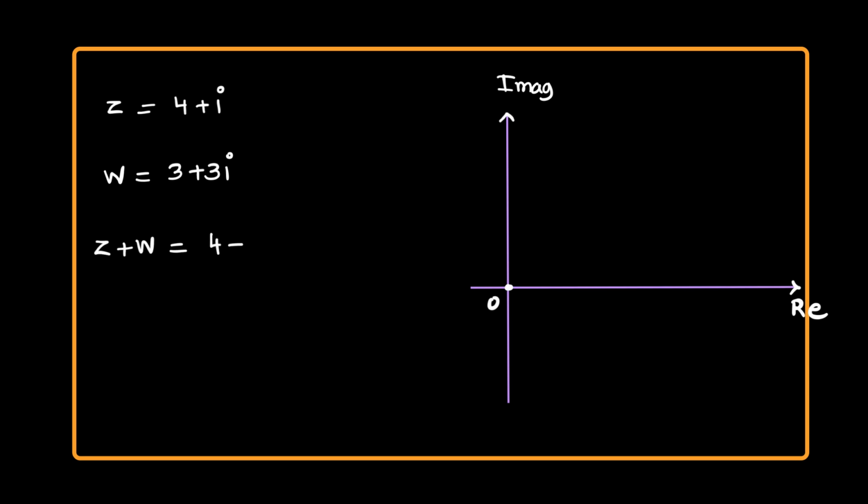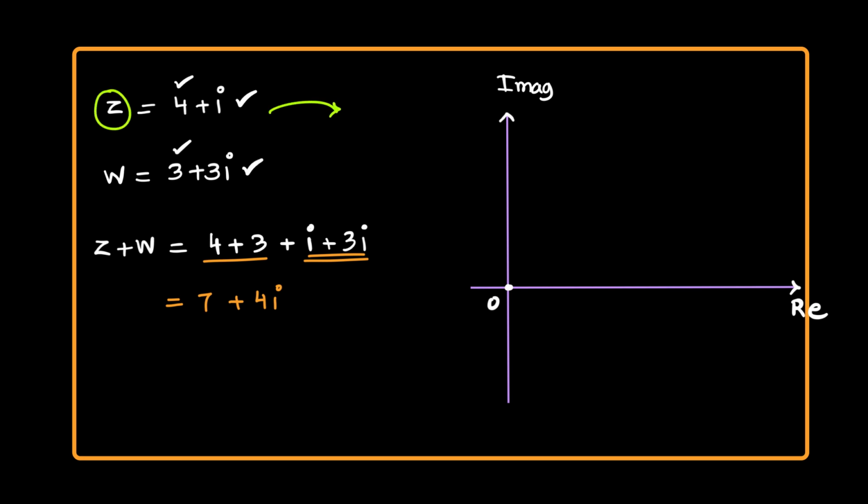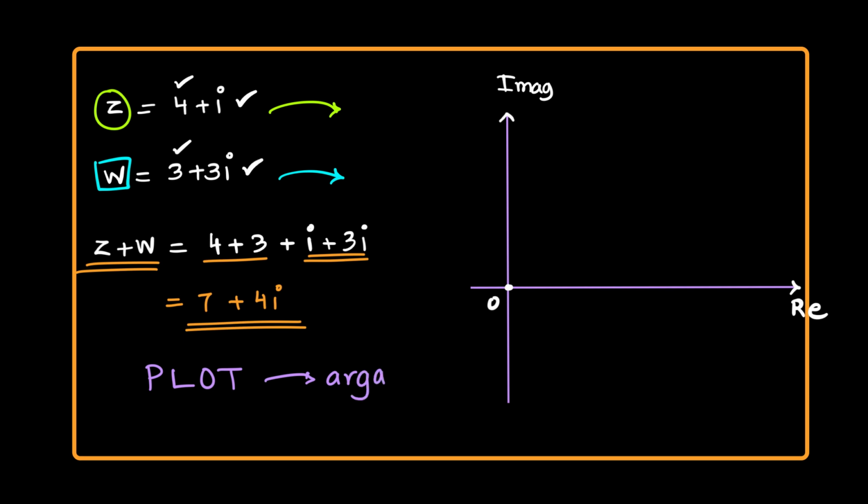4 is added to 3, the real with the real, and the i is added to the 3i, the imaginary with the imaginary part. 4 plus 3 becomes 7 and i plus 3i becomes 4i. So now we have z, which is 4 plus i. Now we have w, which is 3 plus 3i, and we have z plus w, which is 7 plus 4i. Now let's plot these points on the Argand diagram.